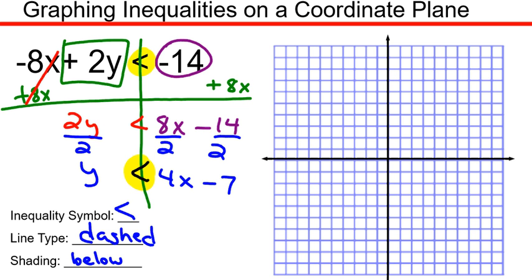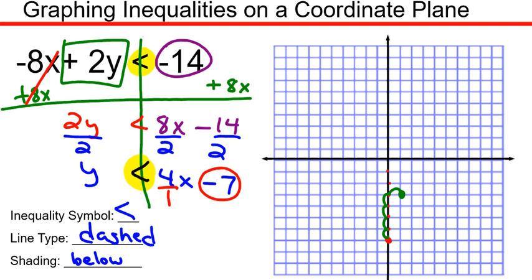Okay, so let's go ahead and graph the line. Same as before, I have a y-intercept of negative 7. 1, 2, 3, 4, 5, 6, 7. And I have a slope of positive 4. I'm going to put a 1 under that, so I have a rise and a run. All right, so from my y-intercept, I'm going 1, 2, 3, 4, up 4, and over 1. There's my next point.